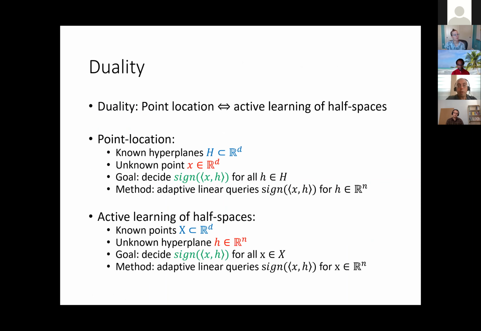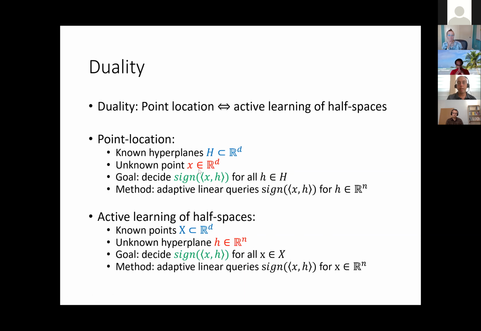And my point is going to be that, first of all, these two questions are basically the same. This point location question in geometry and this active learning question in machine learning are the same mathematical question, basically just by duality. So why? The point location problem in geometry is where we know the hyperplanes that partition space. We don't know the point that we're trying to figure out which cell it is in. My goal is to decide the cell, which is determined by all these signs of X and all these hyperplanes in H. And the method is just adaptive linear queries. I can choose a linear query and query the point x.